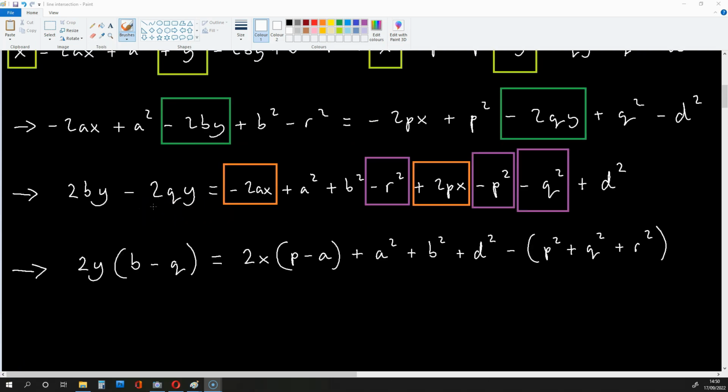From here, we can simplify the equation further. We can say 2y times b minus q is 2x times p minus a plus a squared plus b squared plus d squared minus p squared plus q squared plus r squared. Okay, so using the distributive method, we can get this equation over here. And we can make things even neater by putting these values in alphabetical order.